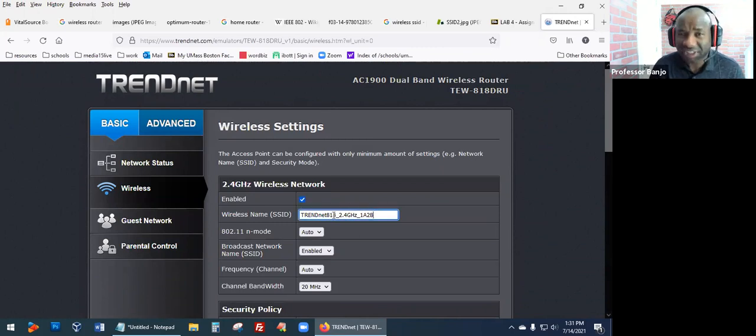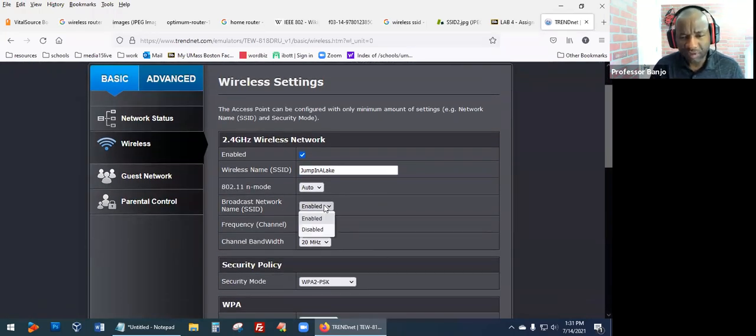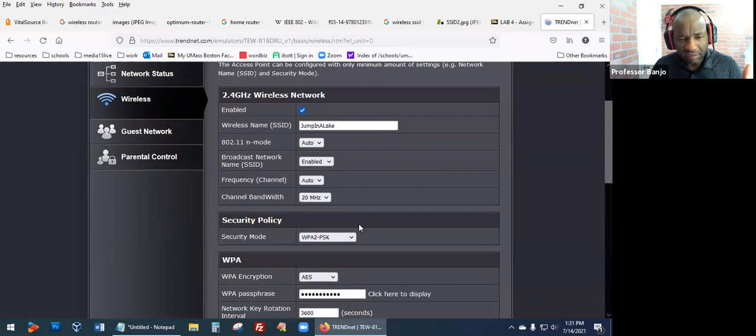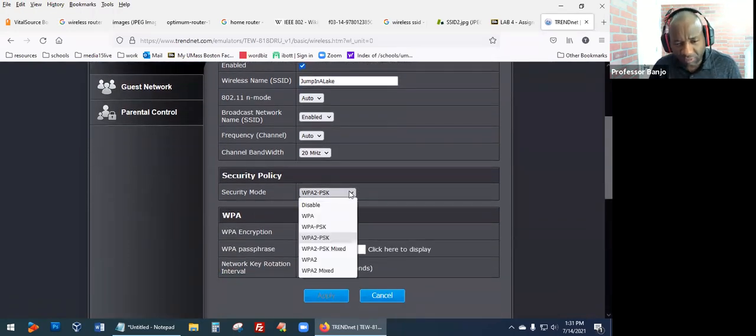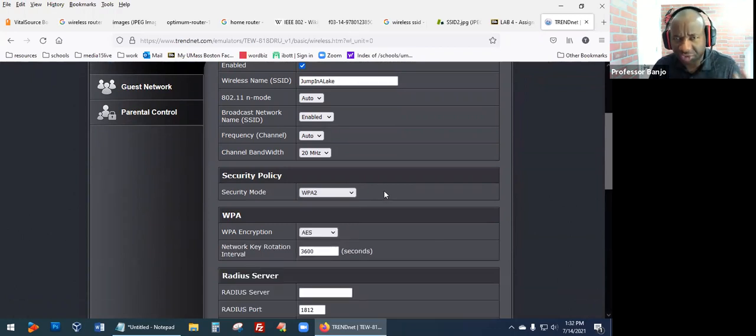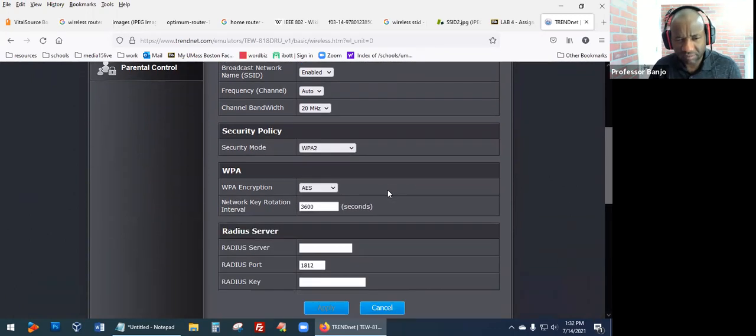I'm going to give it a name, so that's the SSID. If I say the SSID is jump in a lake, who knows, that's my SSID. This is the 802.11 mode. I set it to automatic. Then there's the security mode that we mentioned. You have WEP, WPA, WPA2. The best option is WPA2. You select that option for security.